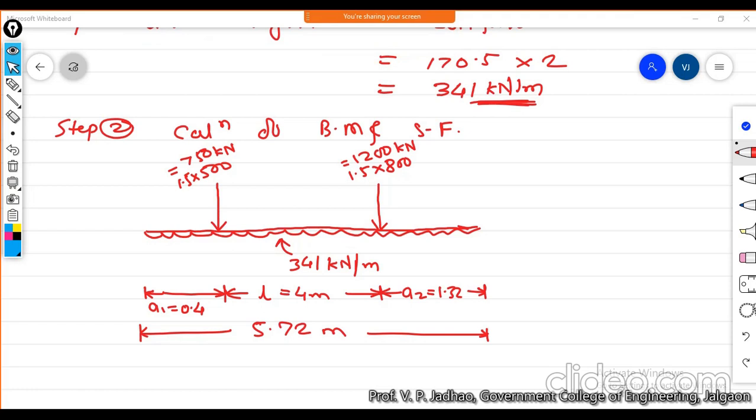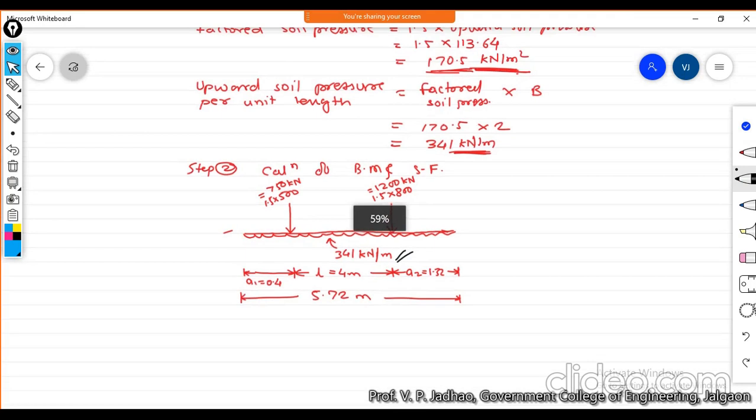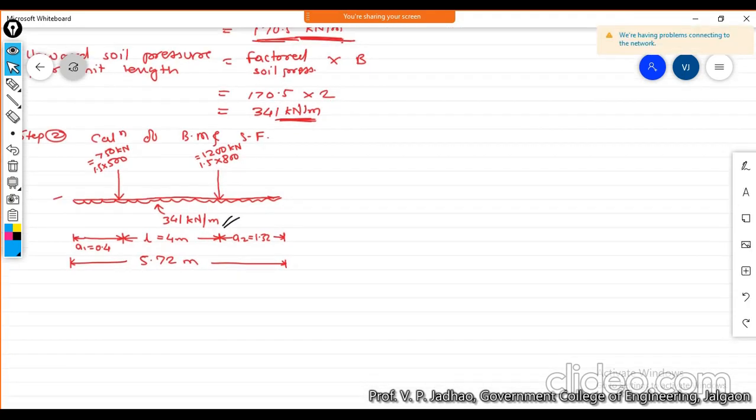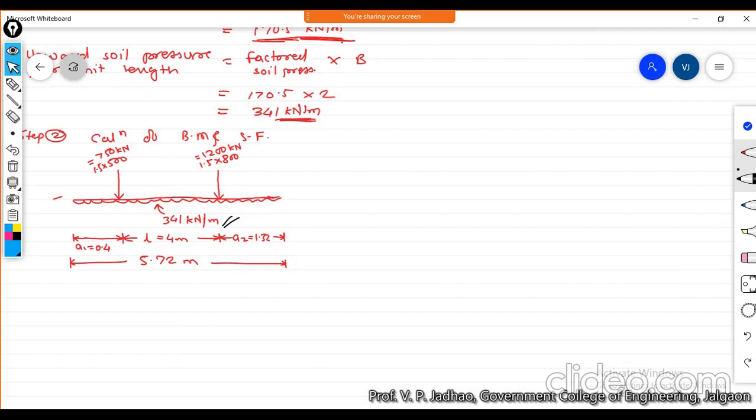So what we are assuming is that this particular footing is acting like a beam subjected to this 341 kilonewton per meter upward soil pressure acting in the upward direction. It is also subjected to two vertically downward loads from the columns, that is the 750 kilonewton factored load and the 1200 kilonewton factored load. Now we have to draw the bending moment and shear force diagram. For that we have to calculate the bending moment and shear forces.